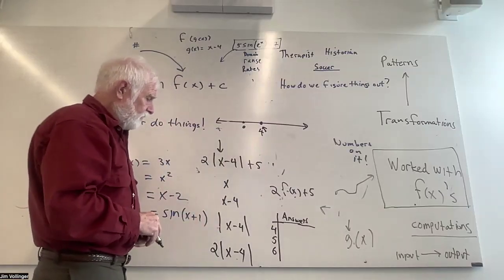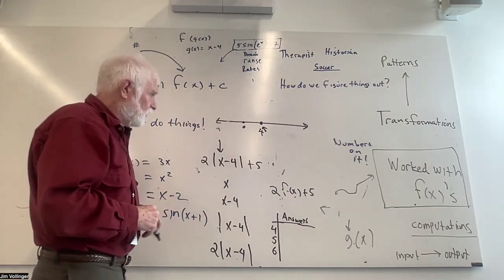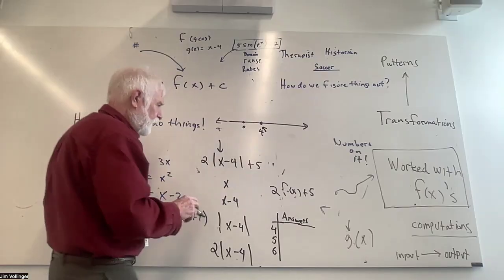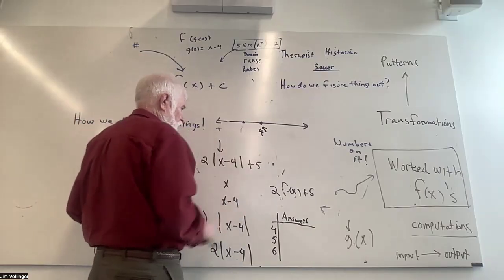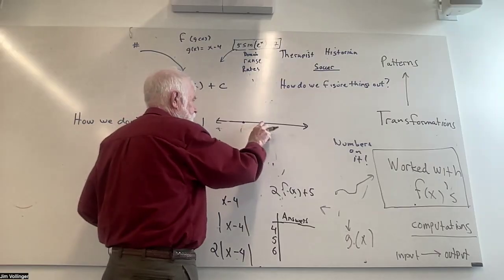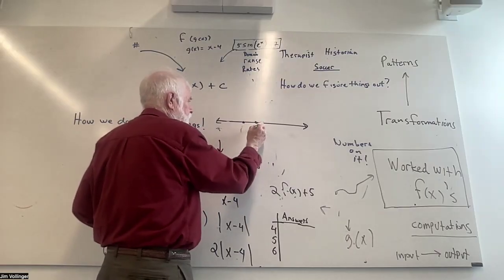Let's take the absolute value of that. Well, the absolute value is 0. Let's double it, that's 0. So maybe I should pick a different number. Let's start with 3.